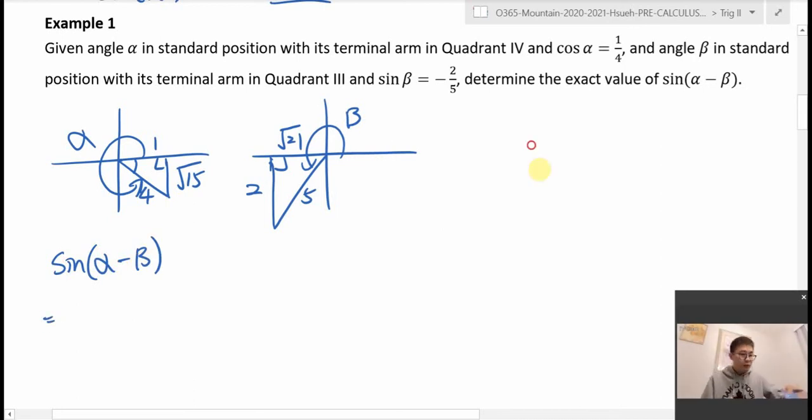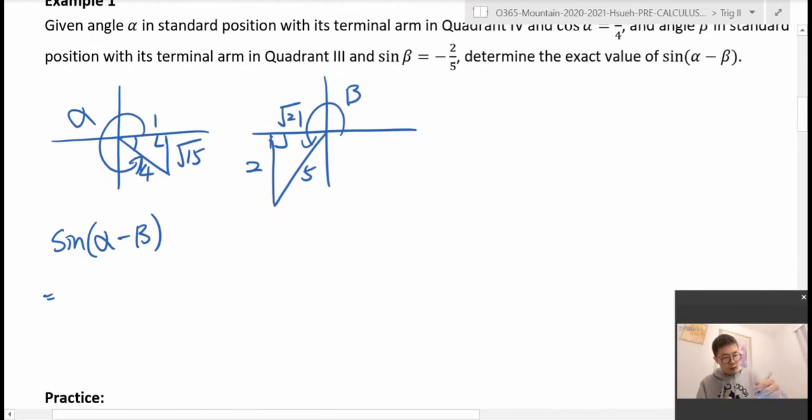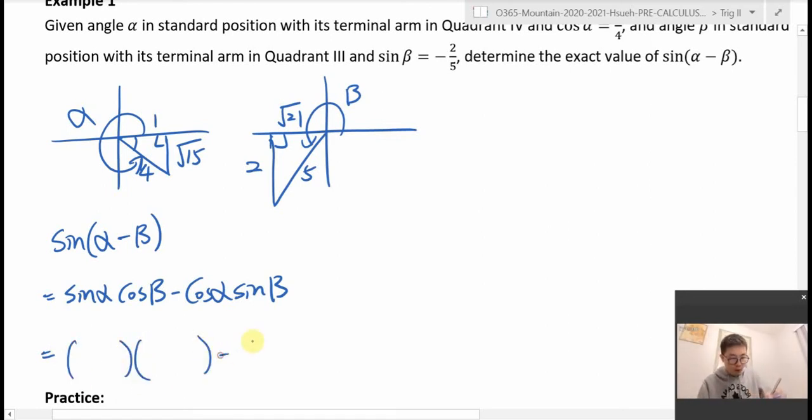By looking at the identities here, sine of alpha minus beta is equal to sine cosine minus cosine sine. So it's going to be sine alpha cosine beta minus cosine alpha sine beta. Now we can figure out the ratios individually for each angle. Sine alpha, so we're looking at this triangle. Sine is opposite over hypotenuse, so that's going to be root 15 over 4. But because we're in the fourth quadrant, we have a negative value.